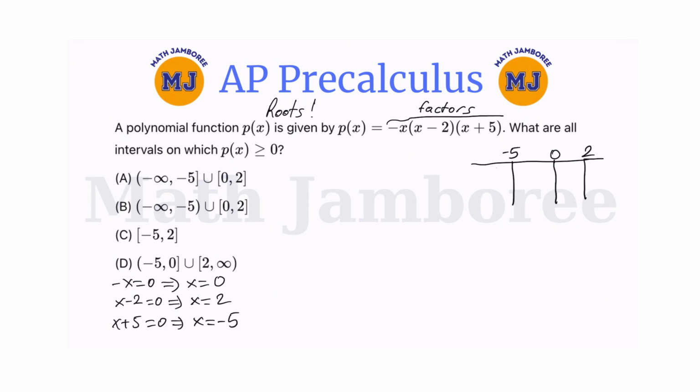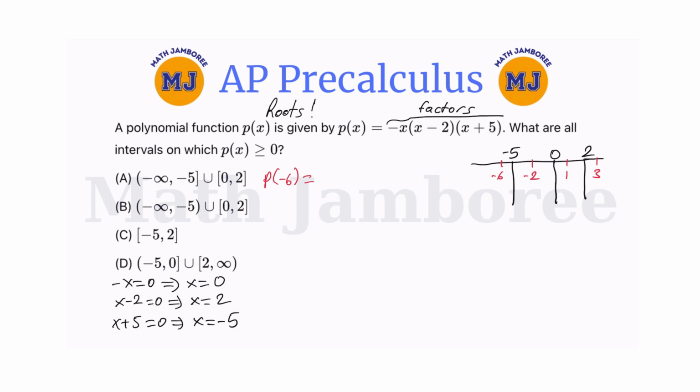Now we will use some test points. Before negative 5, I'm going to use negative 6 to check the sign of the first region. Between negative 5 and 0, we can use, let's say, negative 2. Between 0 and 2, I'm going to use 1. After 2, I will use 3. So let's check the value of negative 6.